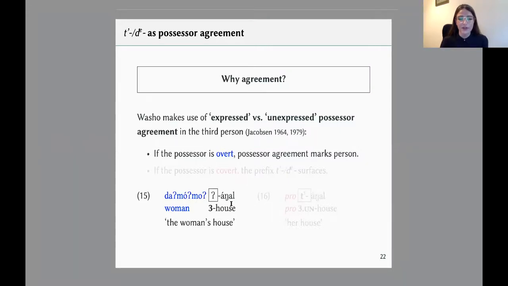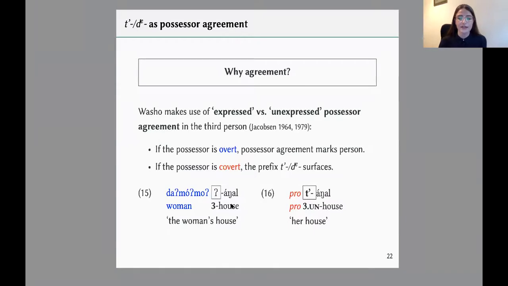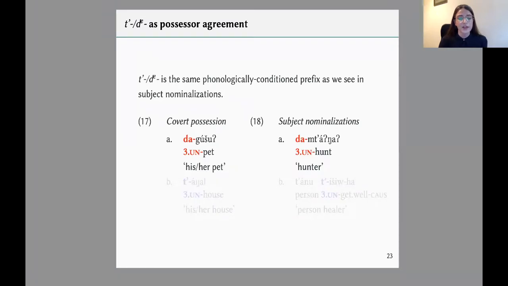However, if the possessor is covert, we get a different prefix. And so you can see this in 16 with a similar example with the intended meaning of "her house," however, where the possessor is not pronounced. And in this case, we get dangal instead of the normal glottal stop prefix. So as you might have already noticed, this is the same phonologically conditioned prefix that we see in subject nominalizations.